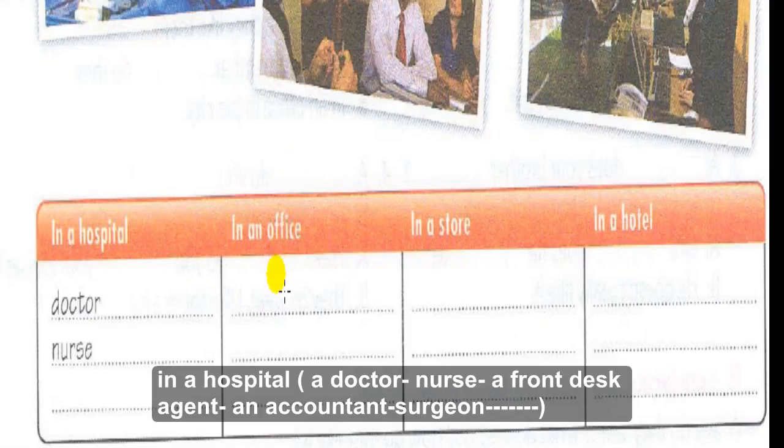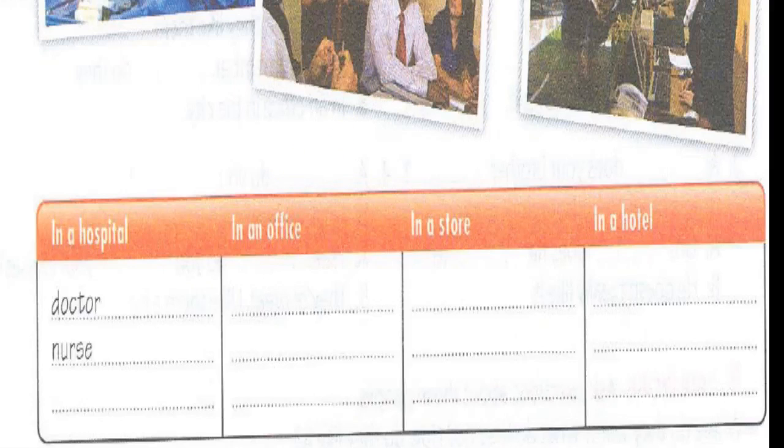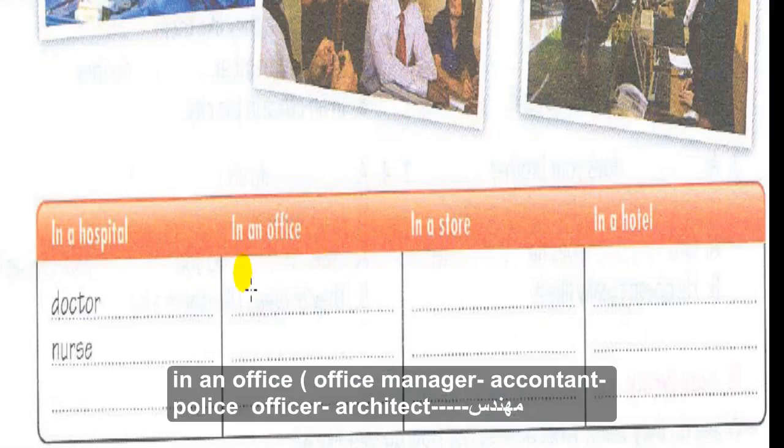Who works in an office? What do you see in the picture? Two young men, two young ladies. They are in a meeting. This is a meeting for work. Meeting, American. British, meeting. They are in a meeting for work. They're talking. Who works in an office? An office manager works in an office. An accountant works in an office. A police officer works in an office. An architect, an engineer works in an office.